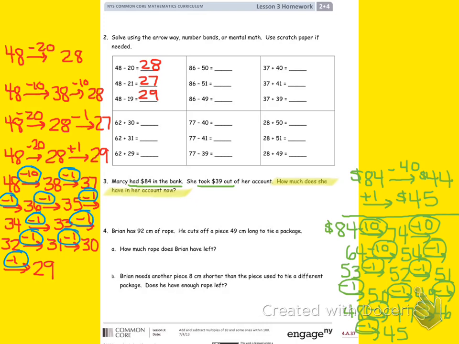Now I need to answer the question in words. How much does she have in her account now? She has $45 in her account now. When doing word problems, it's important to read, draw, write. In this case, I didn't draw a picture, but I illustrated the way I got to the answer using the arrow way.